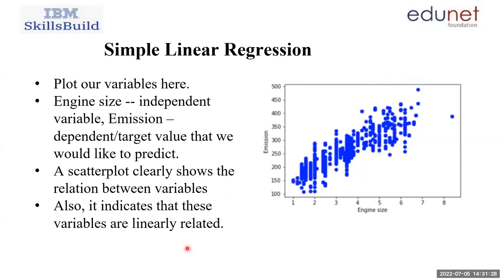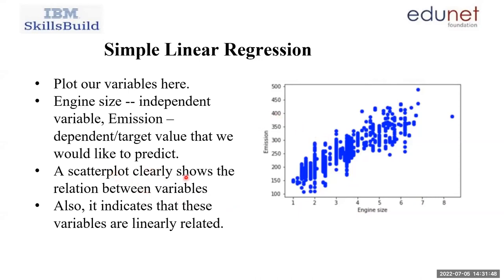Also, it indicates that these variables are linearly related. So, this is a simple linear regression. What is linearly related? As X increases, Y also increases. That is the concept of linearity of a particular line, where X increases, and then the corresponding Y also increases.